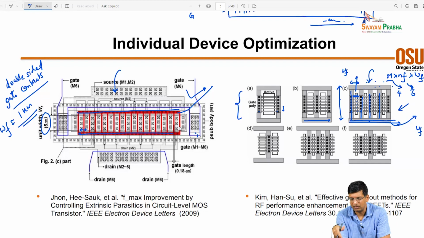People call this by different names. I've seen names like ring feed and things like that for it. Effectively, you can see in papers that this layout makes a lot of difference, because if fmax moves by 10%, you're getting 10% more gain.